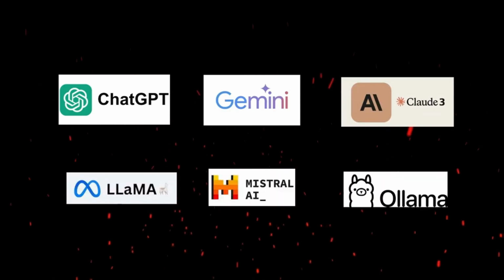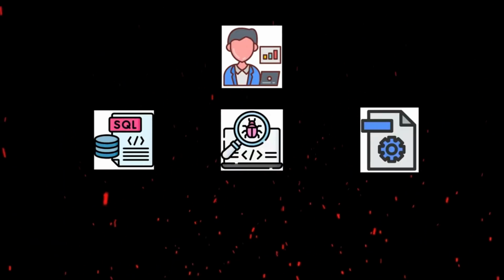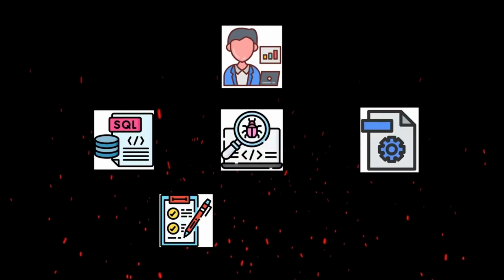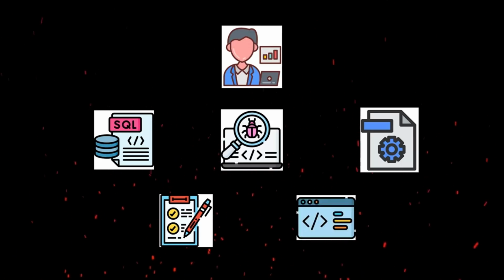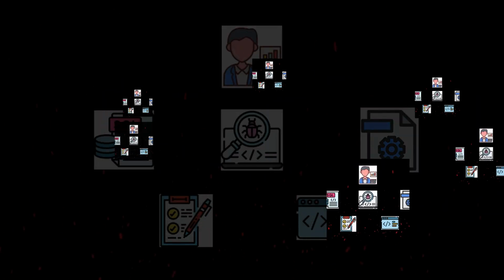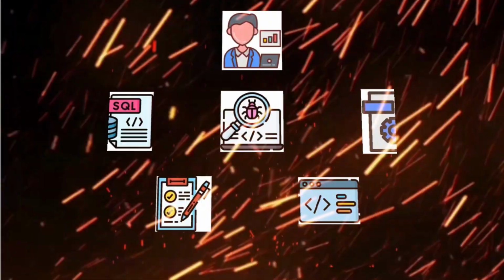Ollama is an easy way to run LLMs locally on your computer. For data engineers, LLMs can help with writing SQL, debugging Spark jobs, generating ETL configs, documenting pipelines, writing code, and so on. They work by predicting the next most likely token given the previous context. The more data, the smarter the model.